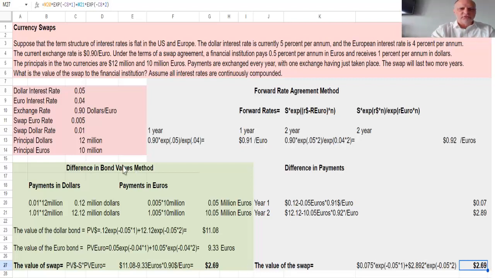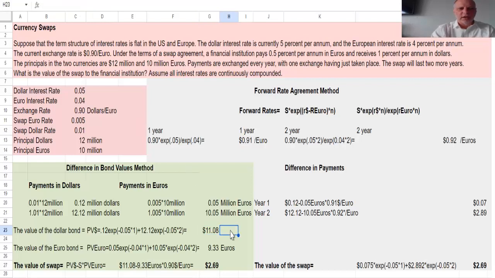The other way would be the difference in bond values method. Well, we still use the same cash flows, but we first find the value of a dollar bond, then the value of a euro bond, and then we subtract one from the other. So the value of the dollar bond is going to be the payment of $0.12 million discounted in 1 year at 5%, and then the next payment of $12.12 million discounted in year 2 at 5%. Shown here, we have C20 and C21 as the payments, these two. Exponent of C8, that's the interest rate in dollars, for 1 year, and for 2 years.